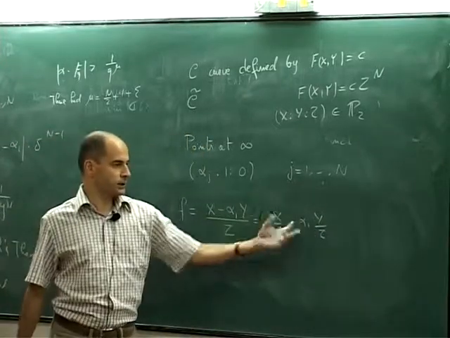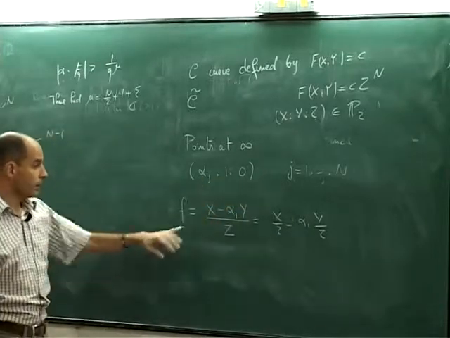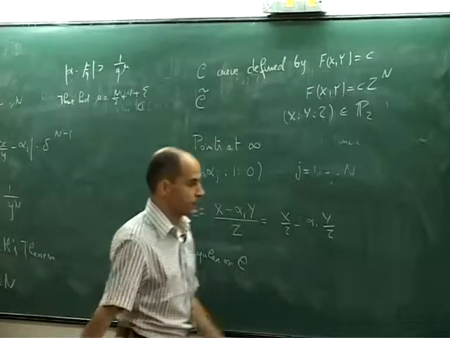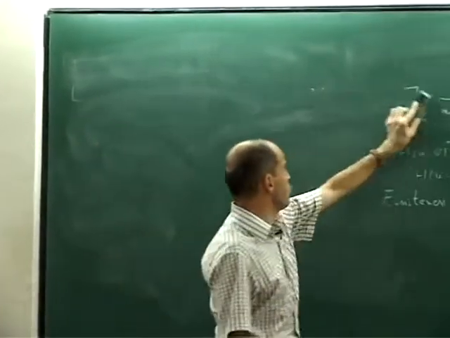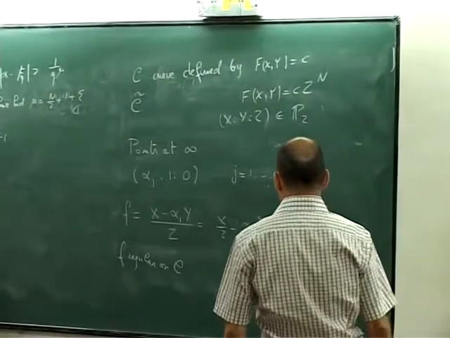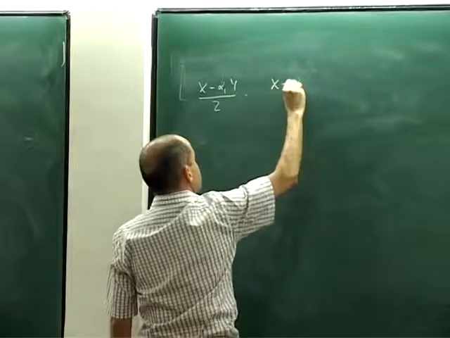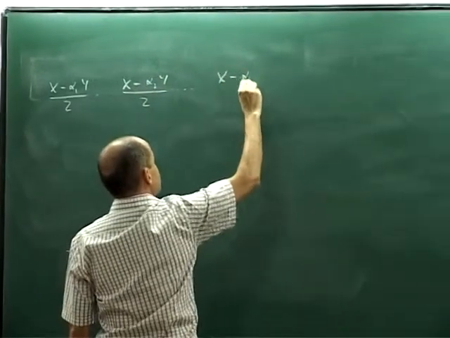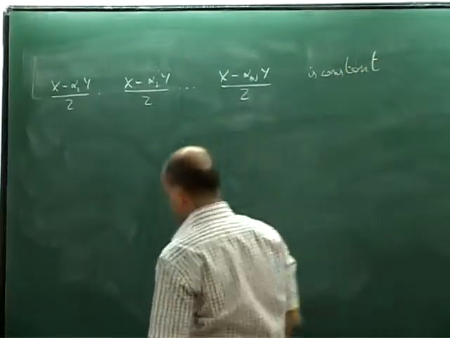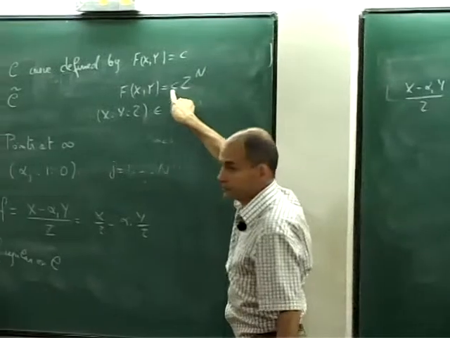Note that x over z and y over z are regular functions on the affine curve C. They have poles only at infinity, where z vanishes. So f is regular on C, and it has poles only at infinity. And actually, from the equation, the product of x minus alpha 1 y over z, x minus alpha 2 y over z, and so on, up to x minus alpha n y over z is constant. Here I divide by z to the n, so the product has no pole.